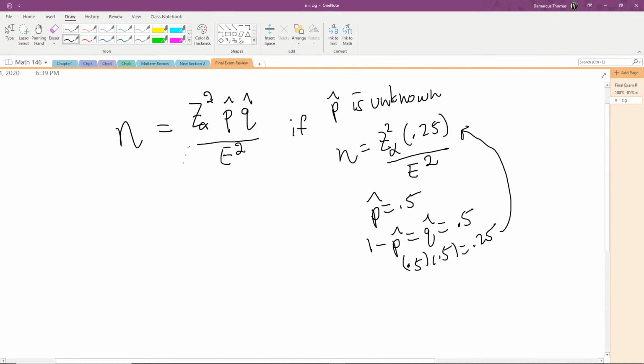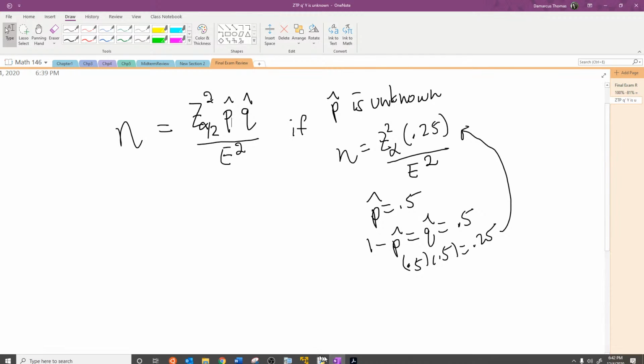It is important to note that this is the alpha over 2. That goes without saying that we are dealing with the critical value, alpha over 2. It is the positive side of the tail, of one tail. Let's say the tail to the right. All right, now let's go back to the problem.